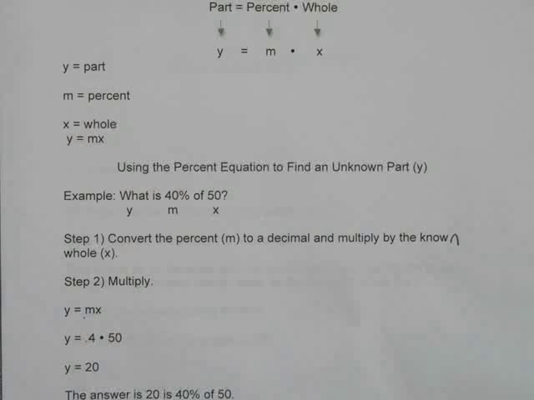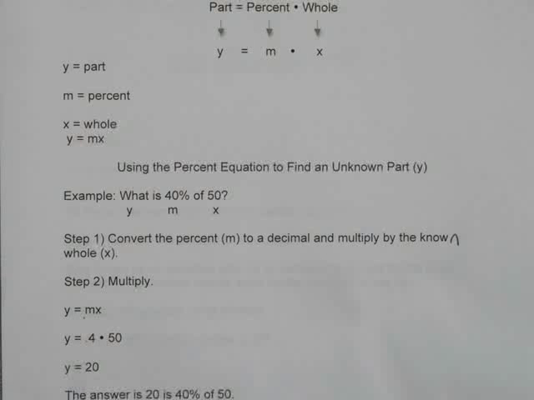In our first example, we're going to use the percent equation to find an unknown part. That's represented by the variable y. And in order to do that, there's a couple of steps. The first thing to do is to convert the percent m to a decimal and multiply by the known whole, and that's x. And the second step, of course, is to multiply.